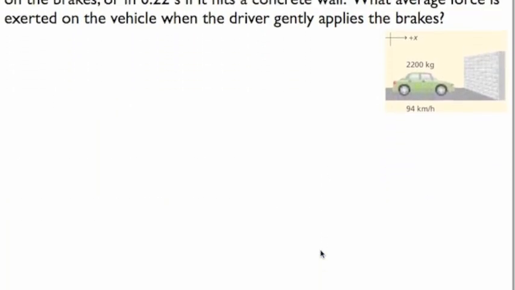Okay, now let's try and solve this problem. A 2,200 kilogram vehicle is traveling at 94 kilometers per hour, but we're going to use meters per second. They've already converted it for you, which is really nice. Traveling at 26 meters per second, it can be stopped in 21 seconds by gently applying the brakes. Then they say it can be stopped in 3.8 seconds if the driver slams on the brakes. And then in 0.22 seconds, less than a second, if it hits a concrete wall. What average force is exerted on the vehicle when the driver gently applies the brakes?